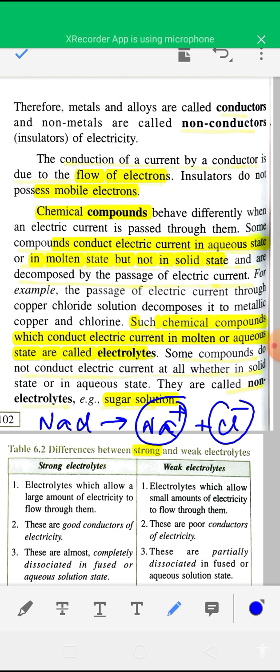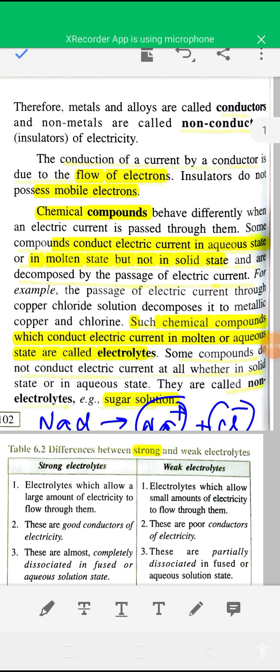electricity. Remember that generally electrolytes are ionic compounds or electrovalent compounds which can dissociate into ions. And some polar covalent compounds like HCl, H2SO4, can also conduct electricity because they can also dissociate into ions in aqueous solution. And non-electrolytes are generally covalent compounds.